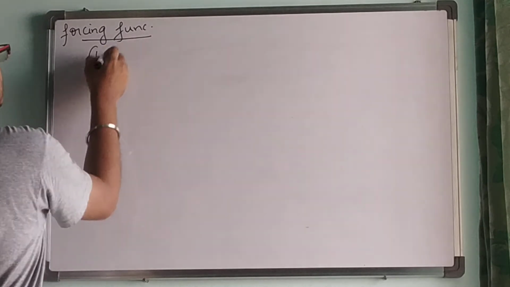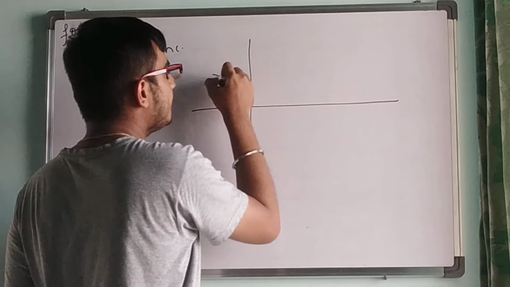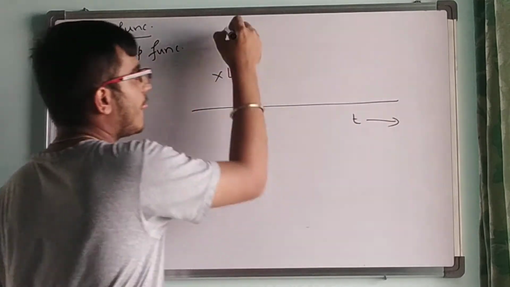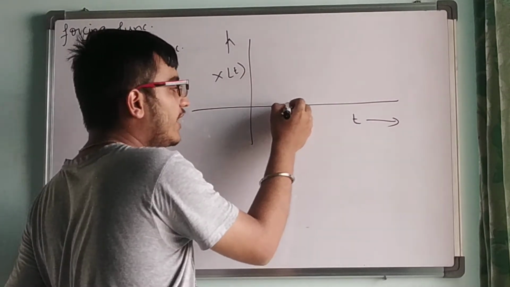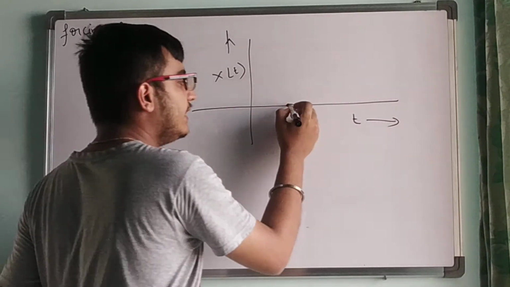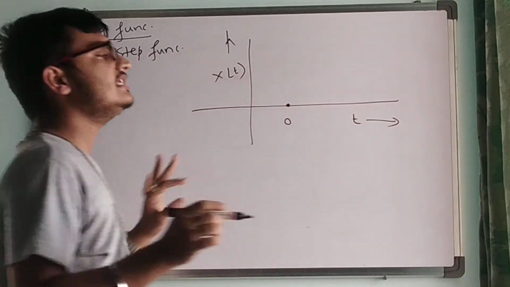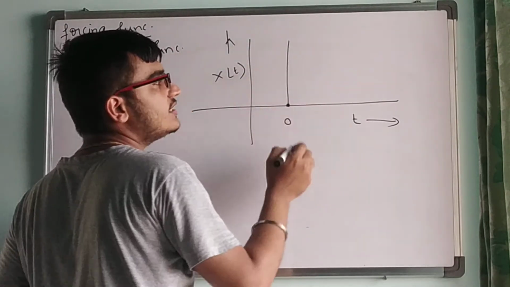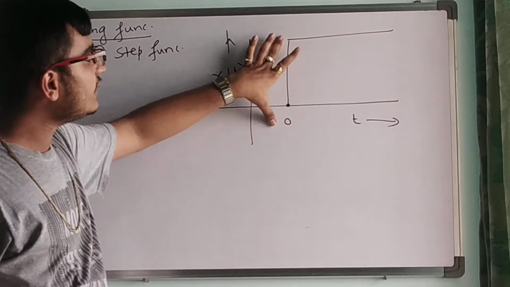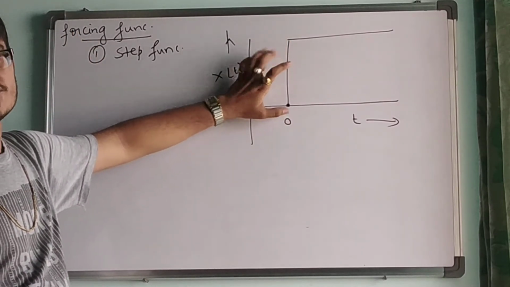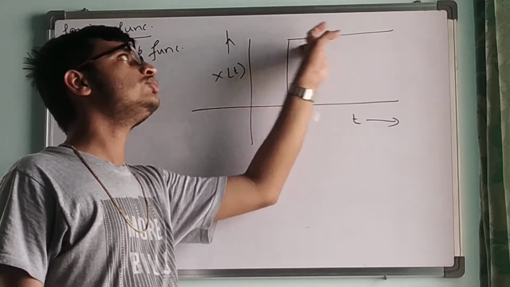So the first function is the step function. Take the function x of t versus time. At some point of time, it will increase to a certain value and remain constant. If the response is obtained in this form, then it is said to be a step function. It rises to a certain value and remains constant.